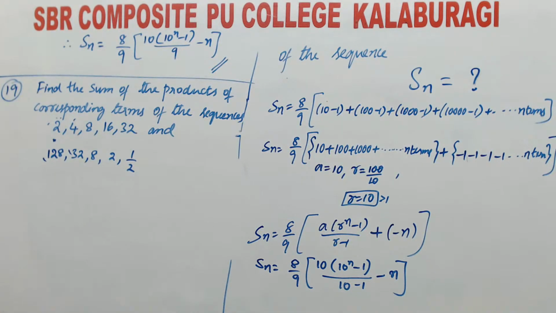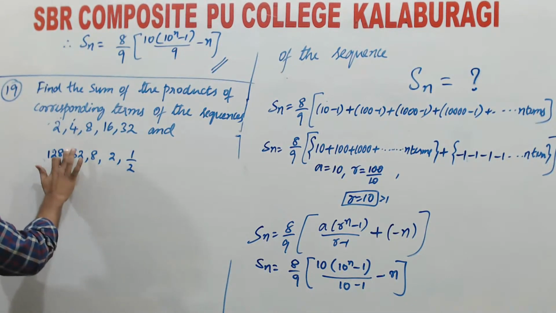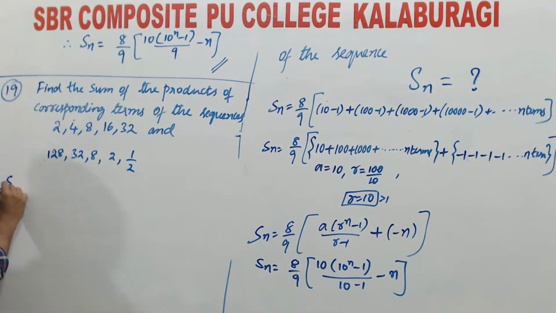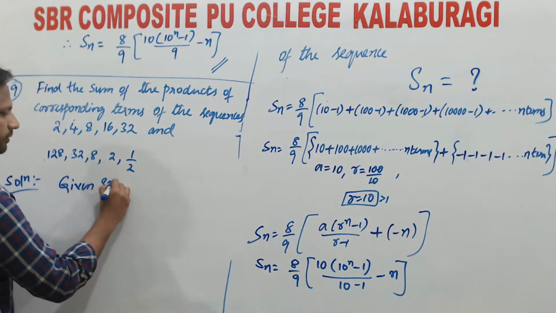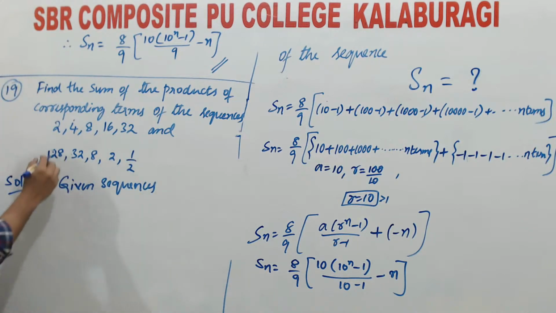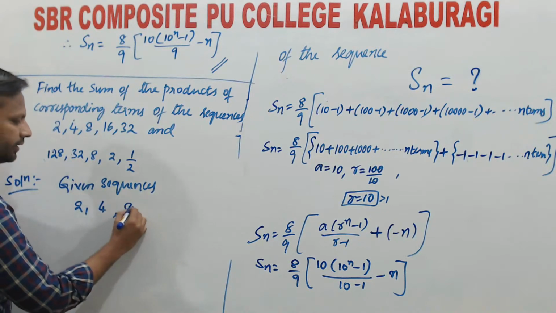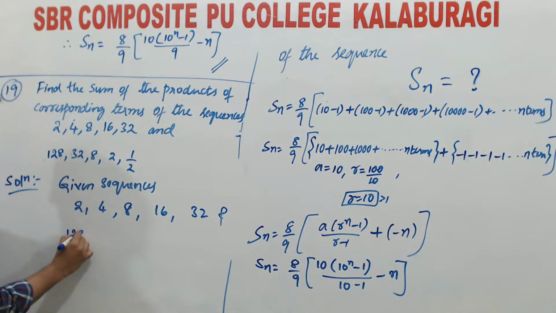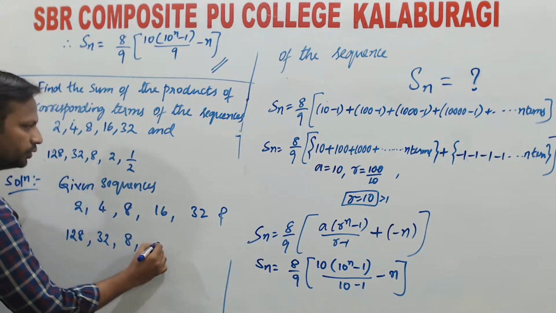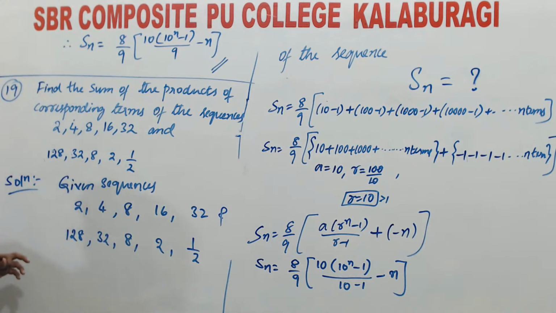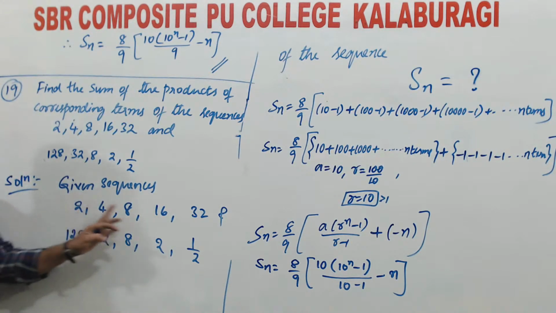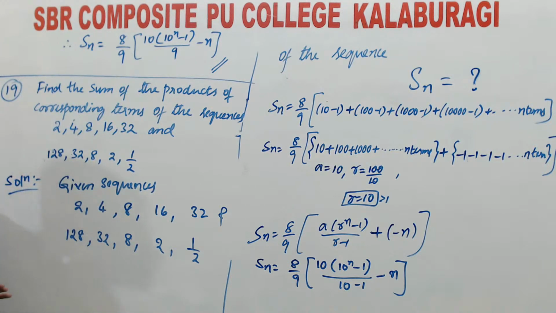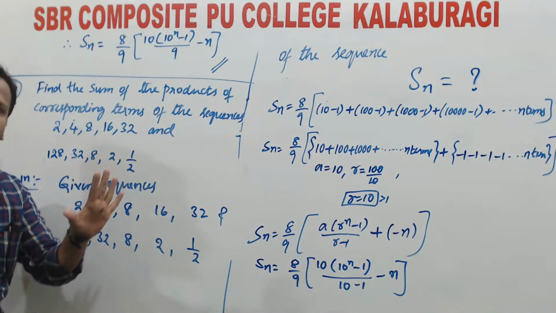Okay. So now what happens, you see students here. Now, solution. Write down the given sequences first. So write down what the given sequences are, students here: 2, 4, 8, 16, 32. This is one of the sequences. And what is the second sequence they have provided? 128, 32, 8, 2, 1 by 2. Got it? So now you see, they have given the two sequences like this. Each sequence consists of how many elements? 5 terms we are getting here. In both the sequences we have 5 terms.